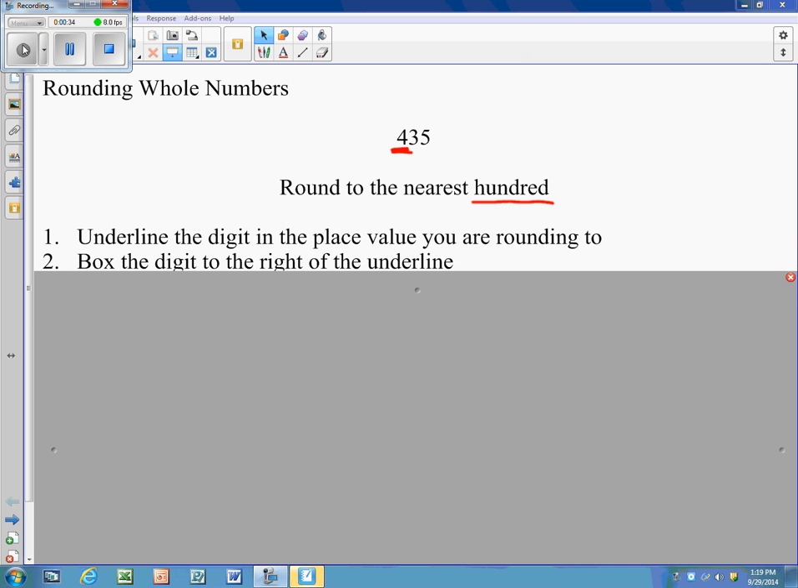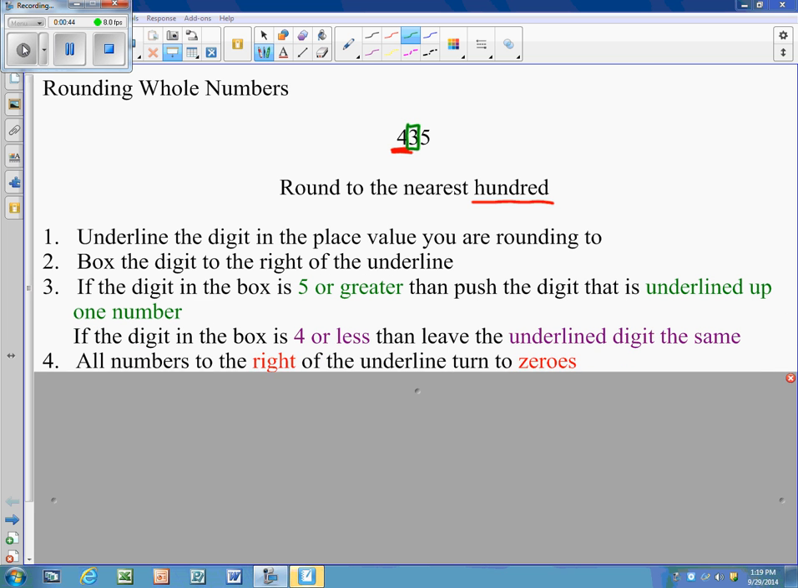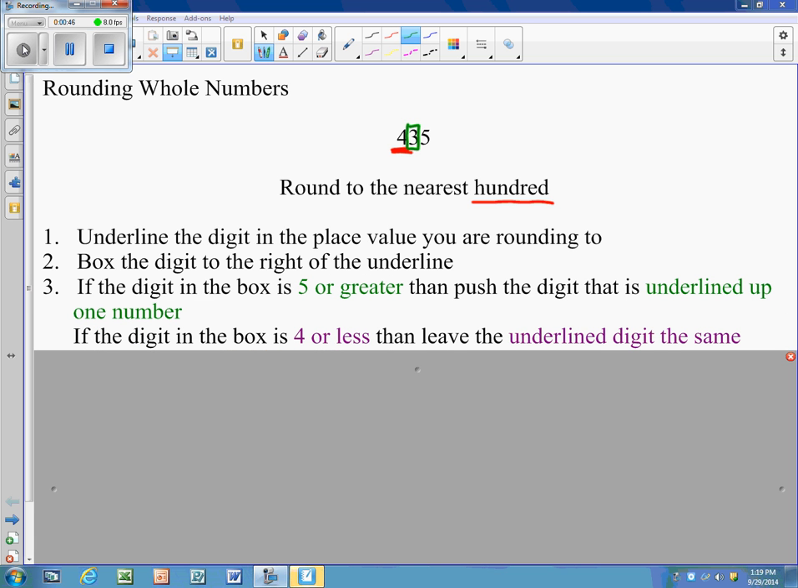The second step that it asked me to do is to box the digit to the right of the underline. So my 3 is to the right of my underline. The next step is to look at the number that is in the box, not the underline. I'm looking at the number in the box and asking myself, is it 5 or greater, or is it 4 or less? And since it is 4 or less, it tells me to leave the underlined digit the same.